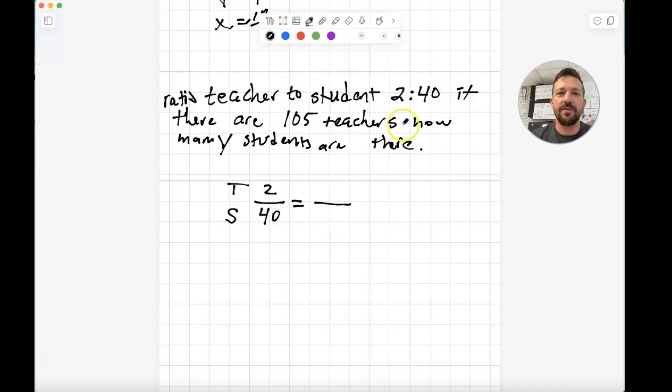If there are 105 teachers, how many students are there? Okay, where does the 105 go on this fraction? Well, it goes with the teachers because it said there were 105 teachers. And there's x number of students, that's what we're solving for, right? On this part, they would probably give you a calculator, okay? You can click on it in the top right-hand corner, and then you do your math here. So we're going to do 40 times 105.